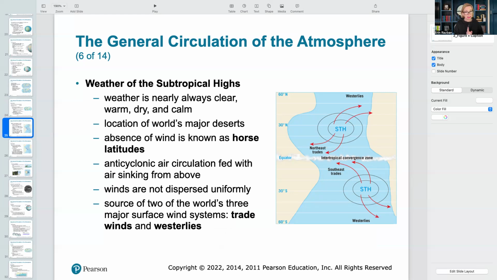Now, bringing back the 30 degrees latitude, and this is latitude north and south of the equator. So the fun fact is that these regions coincide with all of Earth's major deserts. So remember that. The 30 degrees latitude north and south have all of Earth's major deserts.